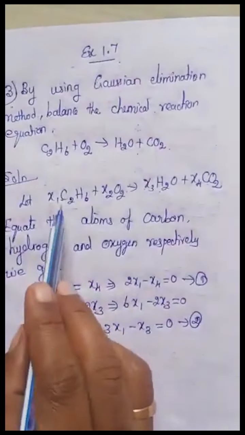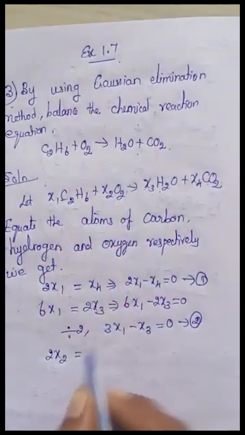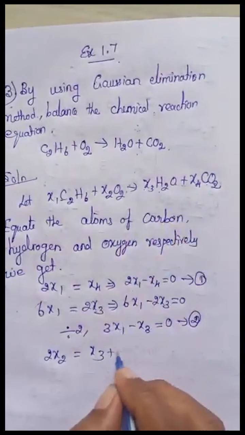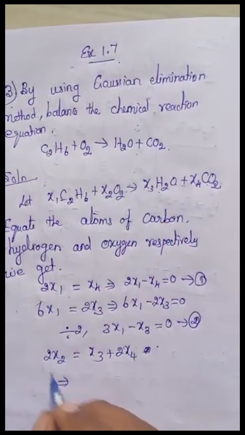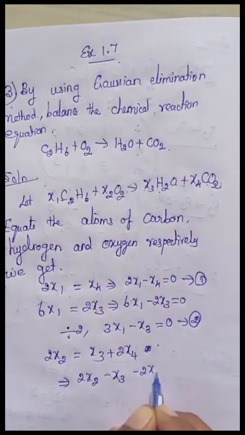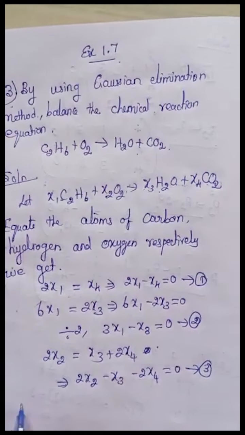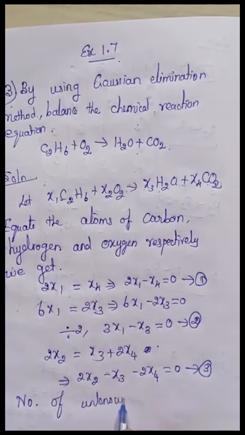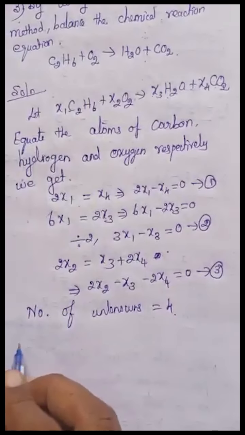Now coming to the oxygen atoms, here we have 2x2 equal to x3. Here we have 2, that is plus 2x4, which implies 2x2 minus x3 minus 2x4 is equal to 0. This is equation number 3. So from this we understood the number of unknowns is equal to 4. So the Gaussian elimination method we should do.